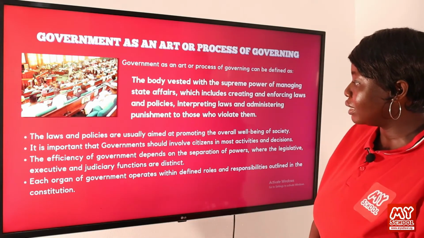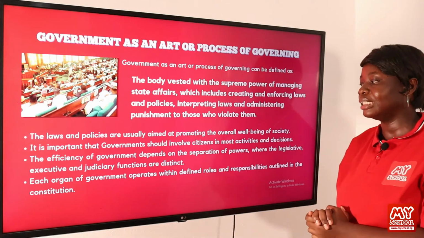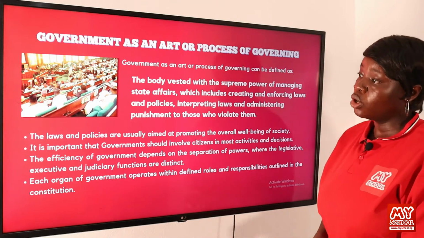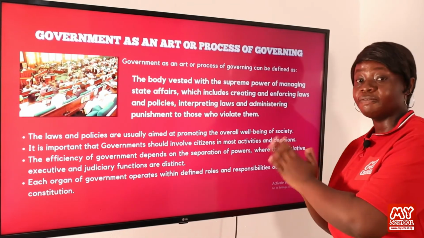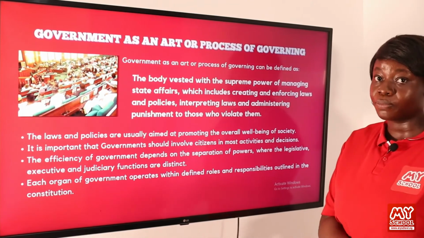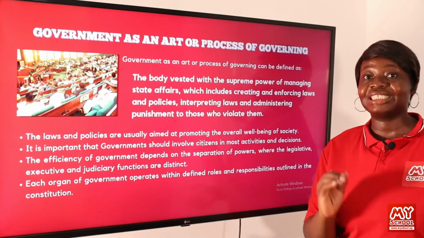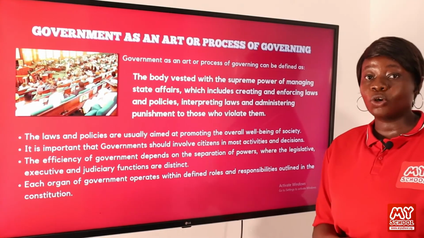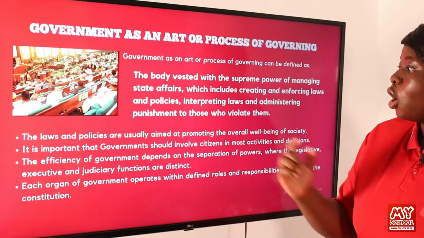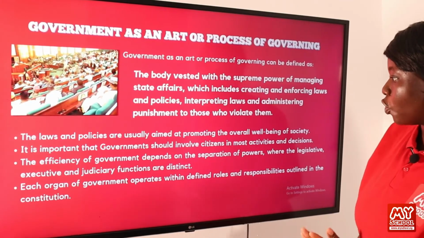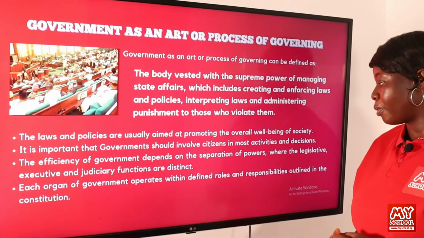So it is also important that the government should involve citizens in most actions and decisions. Although this does not happen in some nations of the world, sometimes they do not involve the citizens in the decision-making process. But in most societies, it is essential that members of the society are involved in the decision-making process of the country. Also, the efficiency of government depends on the separation of power.